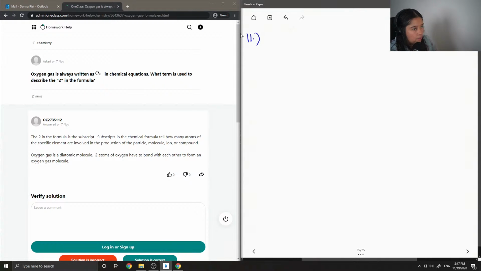Okay, so question 11 asks, oxygen gas is always written as O2 in chemical equations. What term is used to describe the 2 in the formula? So the 2 is called a subscript. Subscripts tell us how many atoms are in the compound.